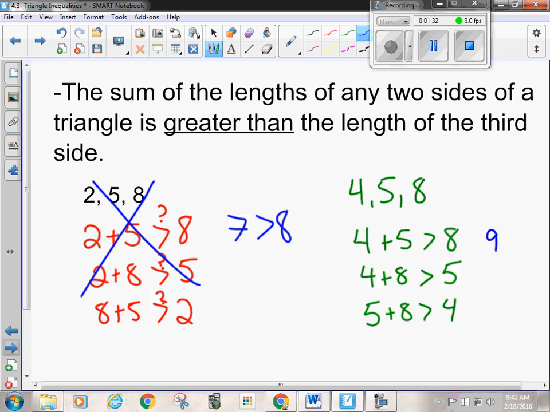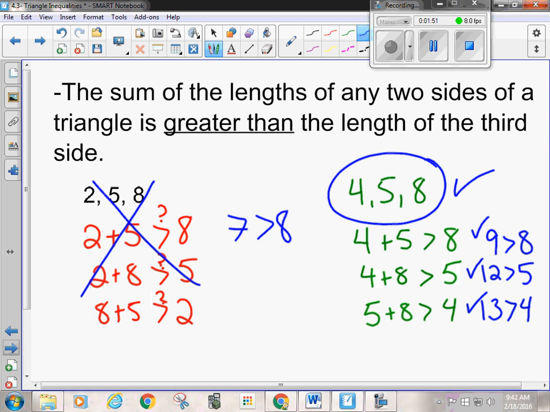4 plus 5 is 9, is greater than 8. Yep. Okay. 4 plus 8 is 12. Is that greater than 5? Yep. And 5 plus 8 gives us 13. Is that greater than 4? Yes. So in this case, the sum of any two sides is greater than the third side. So yes, this is a triangle.